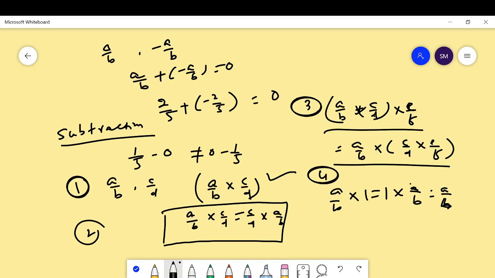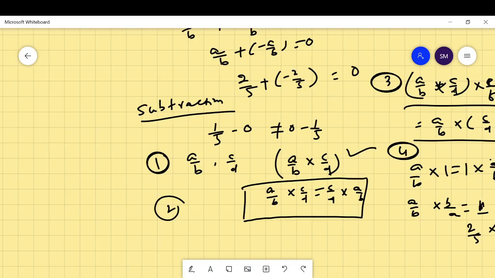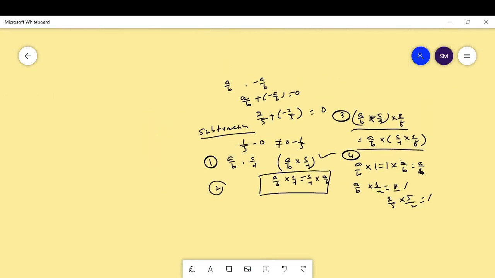Then think about inverse property. Multiplicative inverse. Suppose a by b is any rational number, then there must exist b by a such that a by b into b by a equals 1. Means this is the reciprocal. 2 by 5 has a reciprocal 5 by 2 and the product is equal to 1. Here multiplication satisfies closure property, commutative property, associative property, multiplicative identity, and multiplicative inverse. Then think about distributive property.